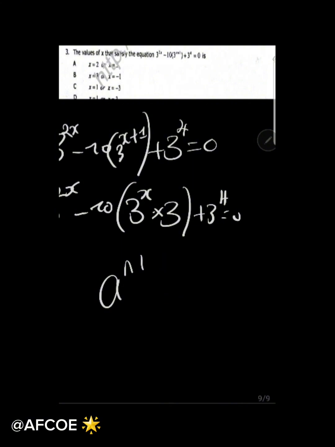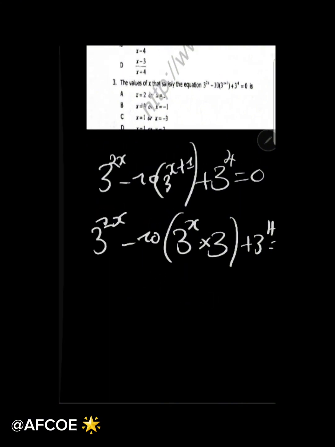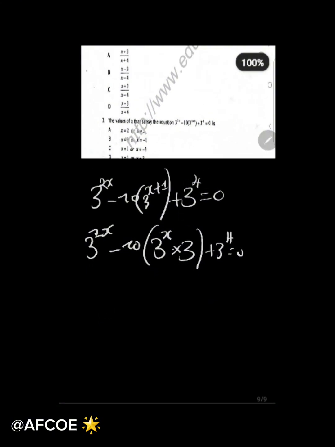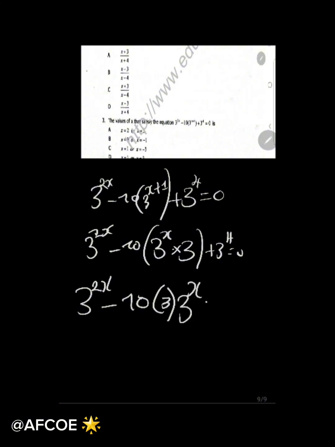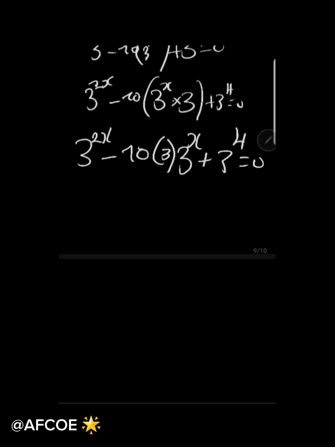So I'm going to just break it down. The worst thing is when you have addition on powers. Don't accept to have addition on powers when working with this type of problem. So we now get 3^(2x) minus 10 times 3 times 3^x, then plus 3^4 equals 0. And this way I can write it neatly to look as 3^x as well.